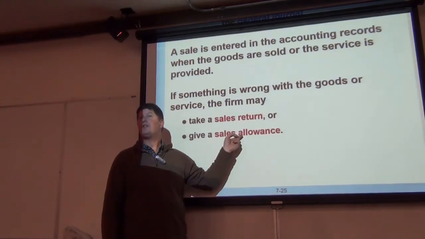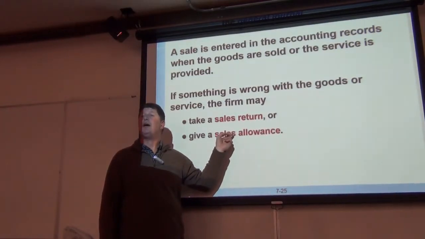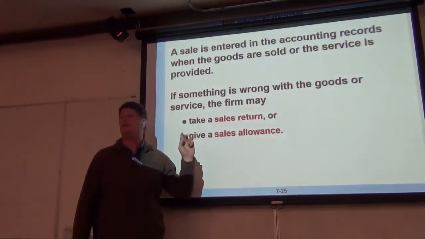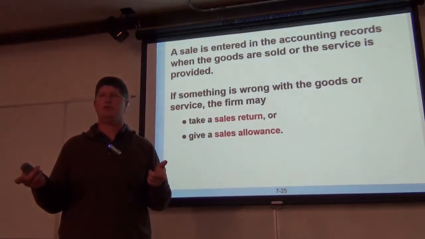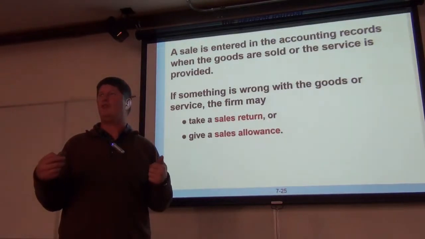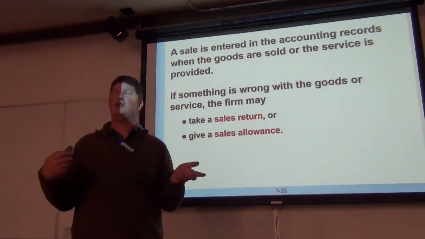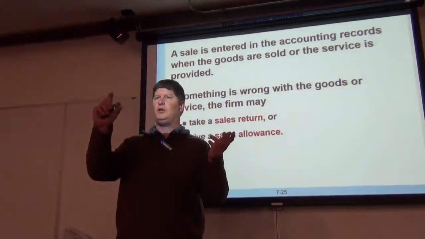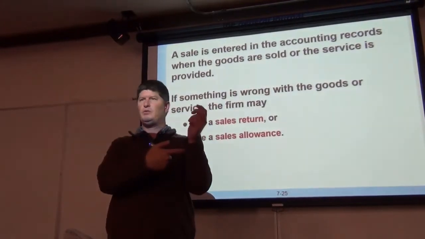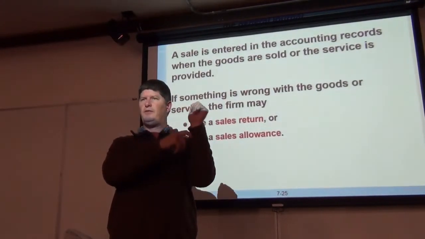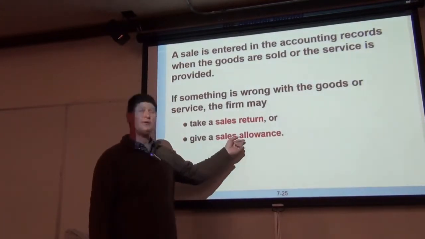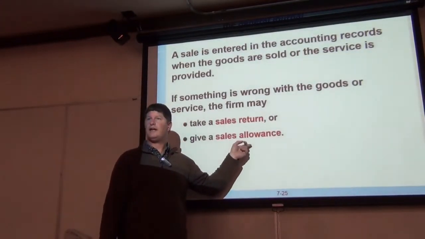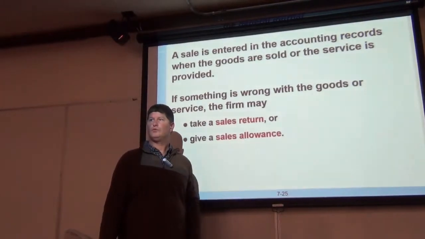Sales allowance is another thing. It gets its own account in case we give somebody some sort of a discount or an allowance on goods. If you go into Macy's and you go to buy a jacket, but the sleeve is kind of torn a little bit, you ask them for a discount, or an allowance on the price. They track that in its own account. Good?